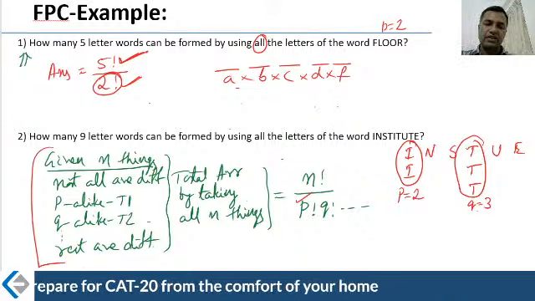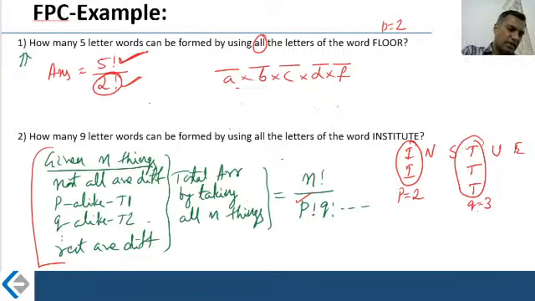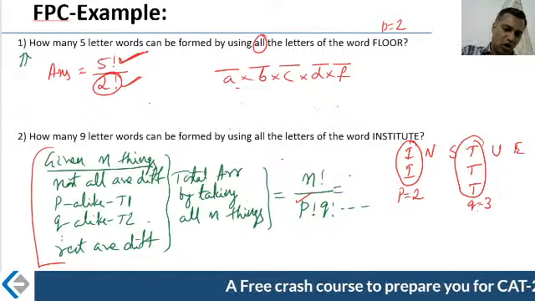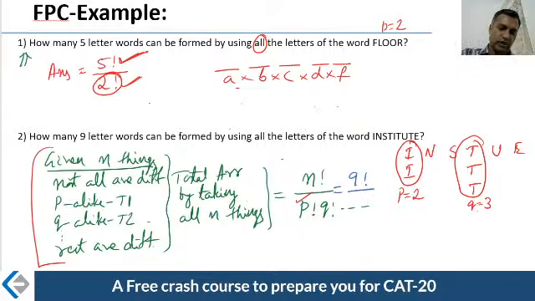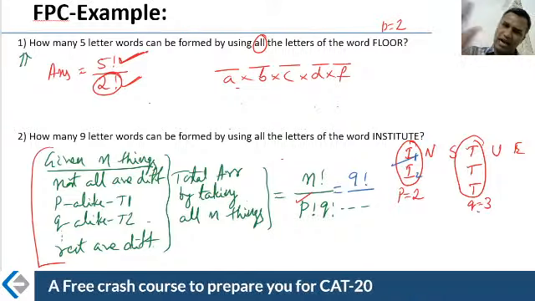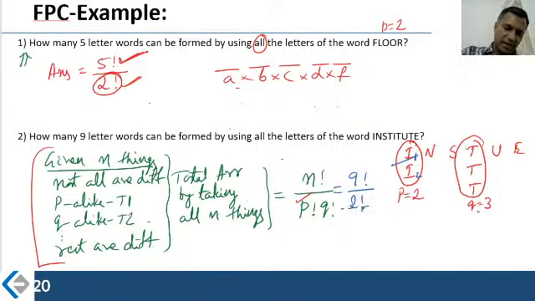Assuming all 9 letters are different, you would have written your answer as 9 factorial. But these two I's are the same. So in your mind, you would have taken it as I1 and I2. But there is nothing called I1 and I2. I is an I. Therefore, divide by 2 factorial.